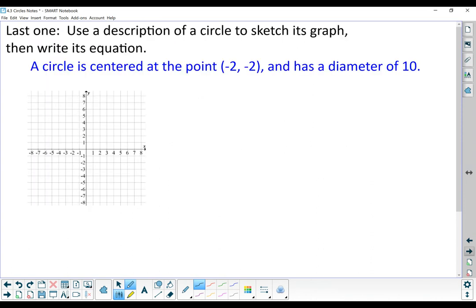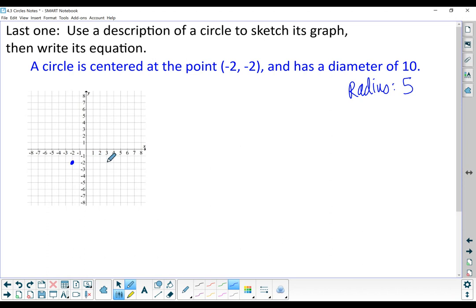Okay, last one. We're going to use a description of the circle to sketch its graph. So it says the circle is centered at the point negative 2, negative 2. So I'm actually going to draw it and then use my drawing to help me answer the question. So it's centered at negative 2, negative 2, and it has a diameter of 10. Well, if the diameter is 10, that means the radius is 5. So I'm going to count 5 in each direction.